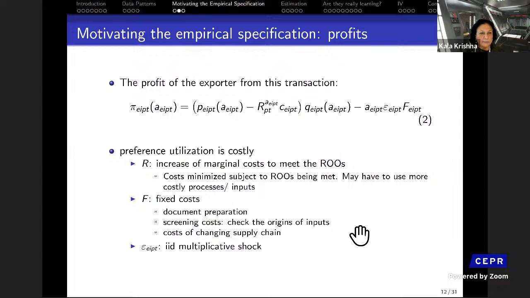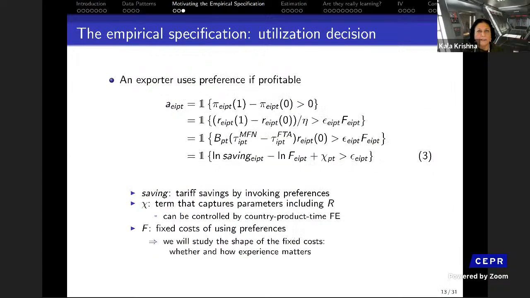Okay, so I think I've covered everything here. Okay. So when is the exporter going to use preferences? He's going to use preferences if it's profitable to do so. So when profits for the transaction when you use preferences are more than the profits when you don't use preferences. So that's saying that A is 1 when this is more than 0. Using preferences is more profitable than not using preferences.